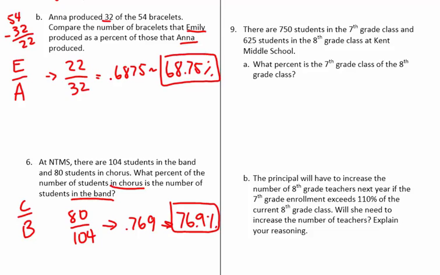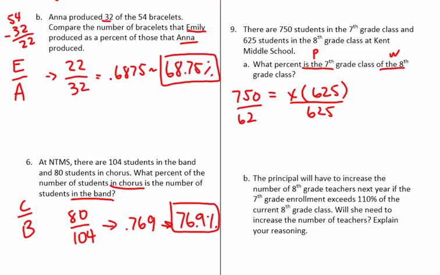There's 750 students in the 7th grade, 625 in the 8th grade. What percent is the 7th grade class of the 8th grade class? So the is 7th grade, that's the part. The of is the 8th grade, that's the whole. It says there's 750 in 7th grade, the percent I don't know, times the 8th grade, which is 625. Divide both sides by 625. And I get 1.2 equals x, which is 120%.